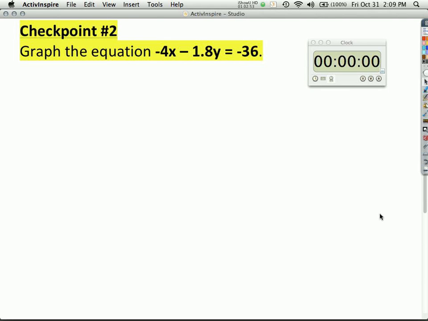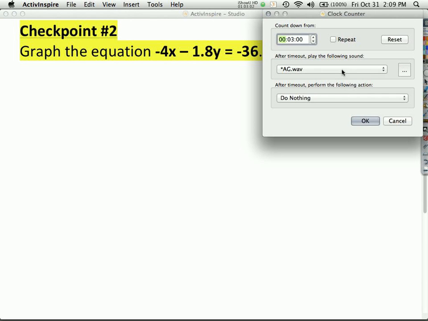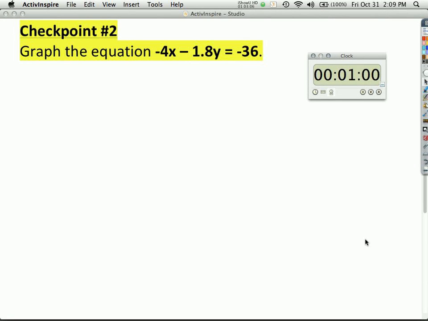I see some people still working. If you're already done, and someone else on your team is also done, compare your results. If you're still working, you got 1 more minute to try and finish your graph. Should be pretty close to being done, if not already done.